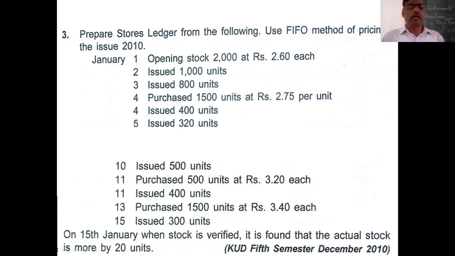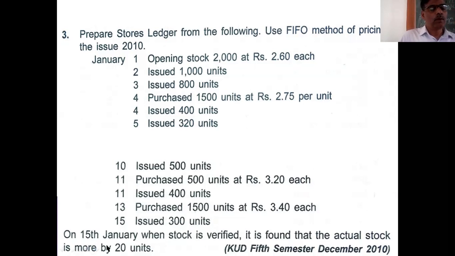About this sentence, I'll tell you, there are three chances. If there is more, you consider that as a receipt. If less is there, shortage. Okay, actual stock is less, that is shortage. Then instead of more or less, they will give you actual stock in the godown. Then you have to ascertain the shortage or excess. Remember this point.